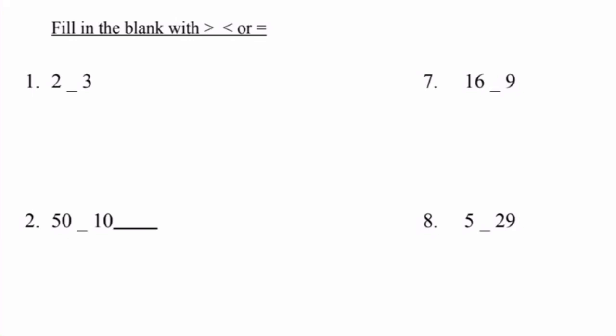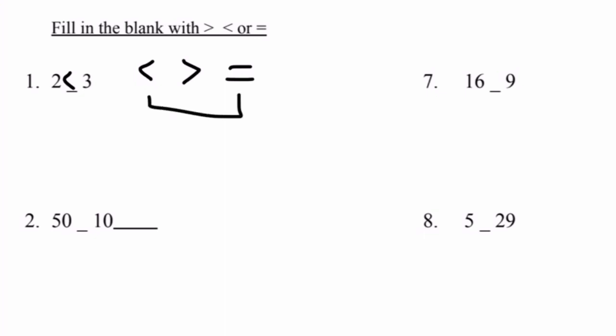They give us two numbers for number 1, 2, and 3. Well, we know that 2 is less than 3 because 3 is 1 unit greater than 2. Therefore, we put the less than sign. This is the less than sign, this is the greater than sign, and this is the equal to sign. Let's keep that in account.